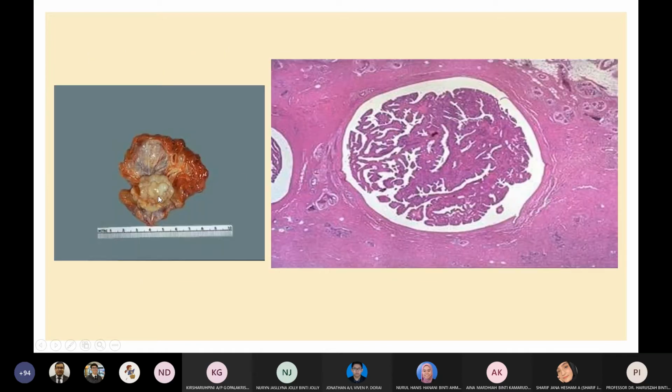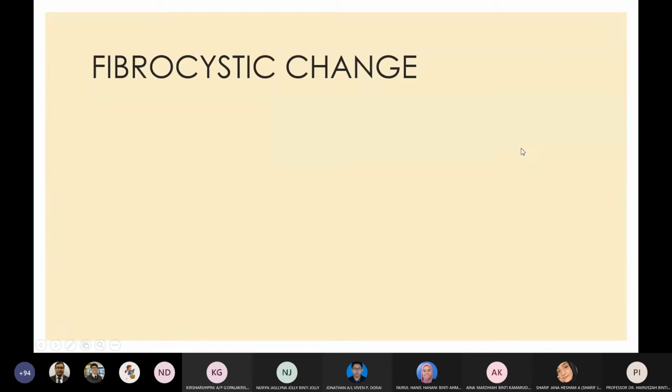So it's a smallish lesion, about 2 cm, and it's actually covered nicely by a border, no invasion. But the inside, the lesion itself, is finger-like papillary. That's why we call it intraductal papilloma. Okay, that's papilloma.